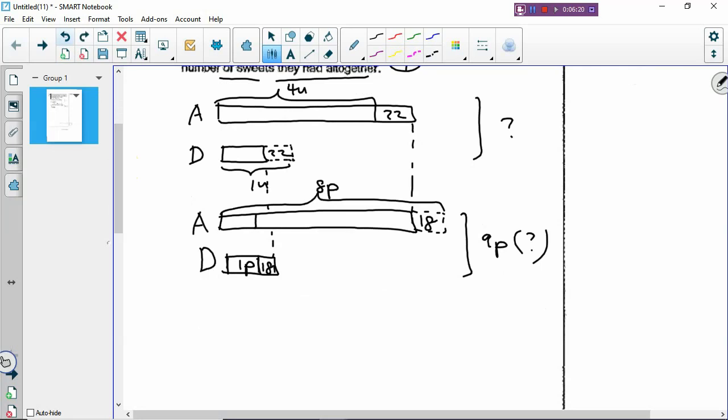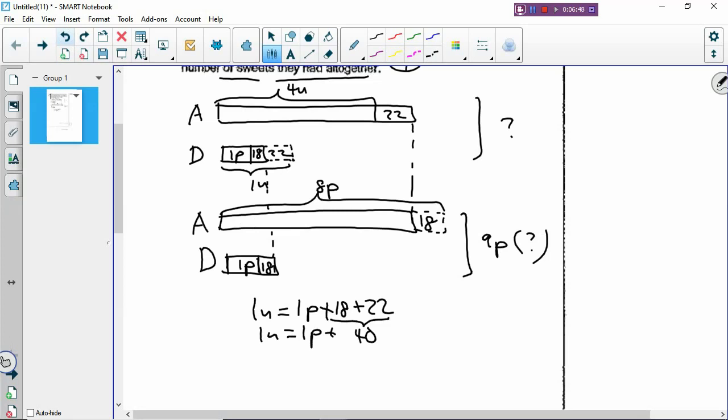Okay, let me just erase that. Look at Doris. Look at the two models. There are two Doris, which is the same person. So what you do is you cut here, which is 1p, or 1 part, and 18. Then you will see that you can write something already, which is 1 unit is equal to 1 part plus 18 plus 22. And that is 1 unit equal to 1 part plus 40.